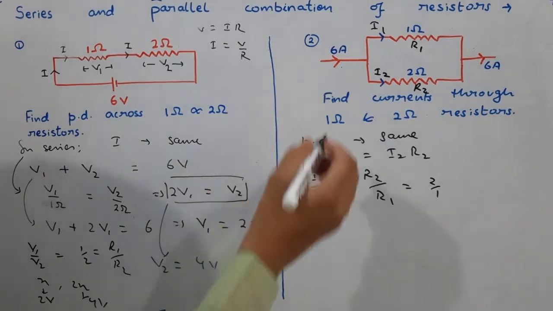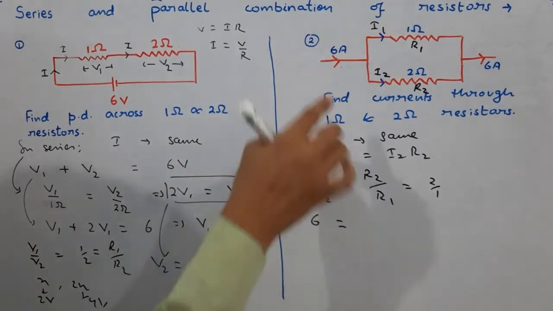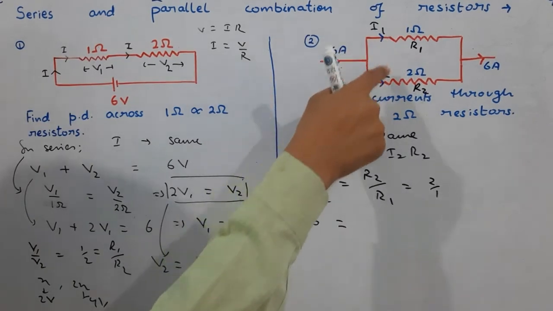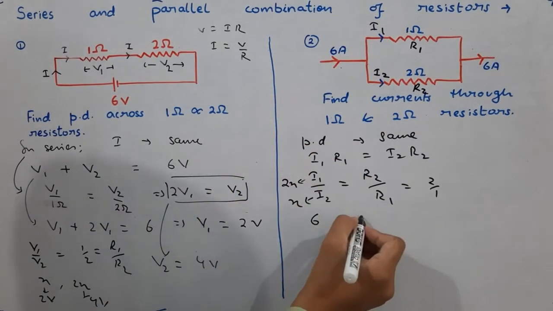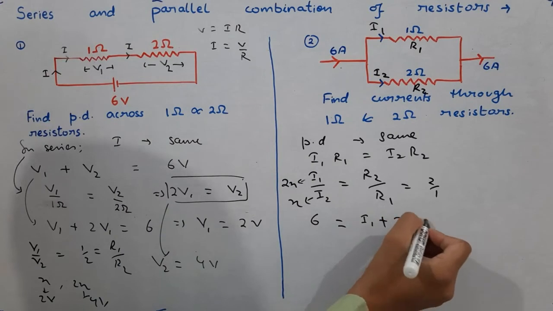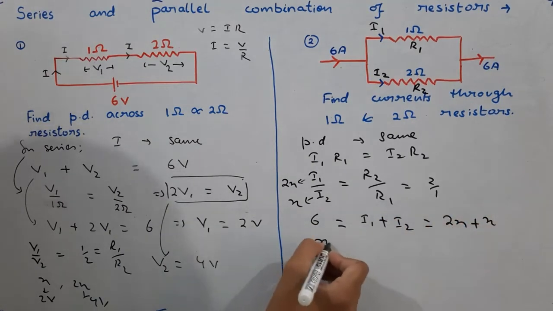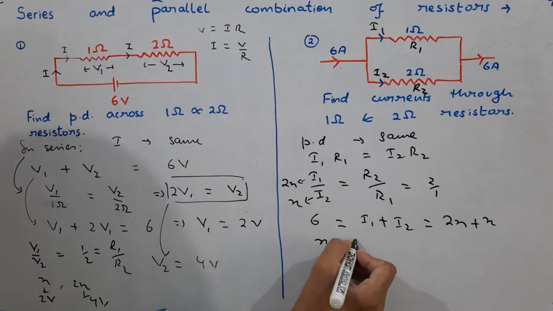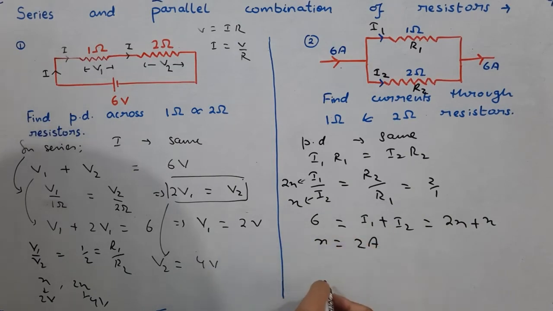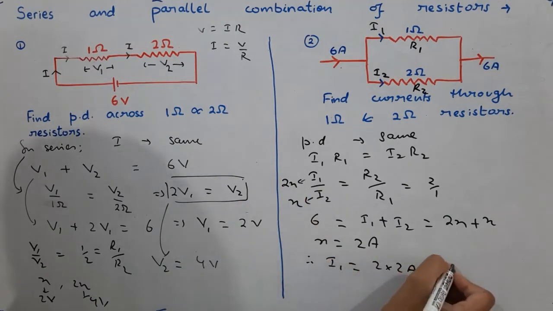But what is the total current? Total current is 6 ampere. So 6 ampere will be I1 plus I2. I1 is 2x, I2 is x. So 3x is 6. This will give you x is equal to 6 by 3, that is 2 amperes. Therefore, I1 is 2x, so 2 into 2 ampere, that is 4 ampere, is the answer.